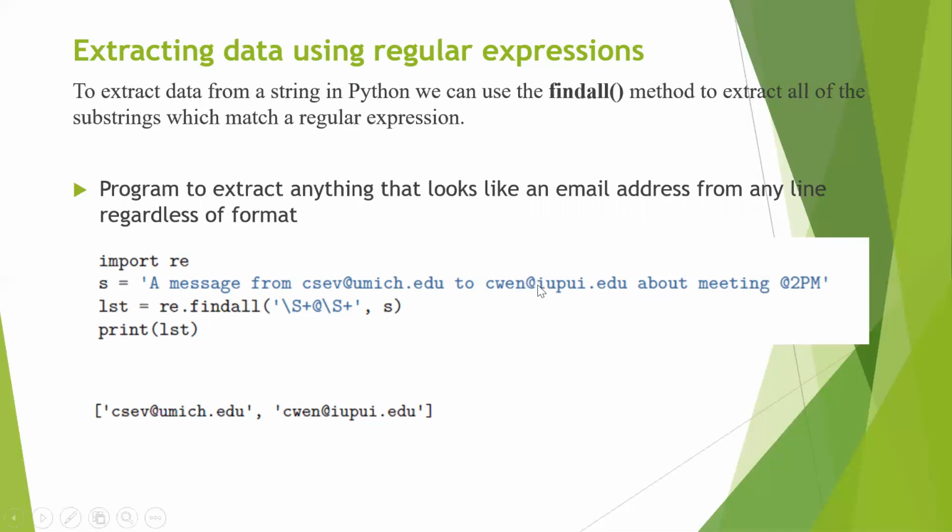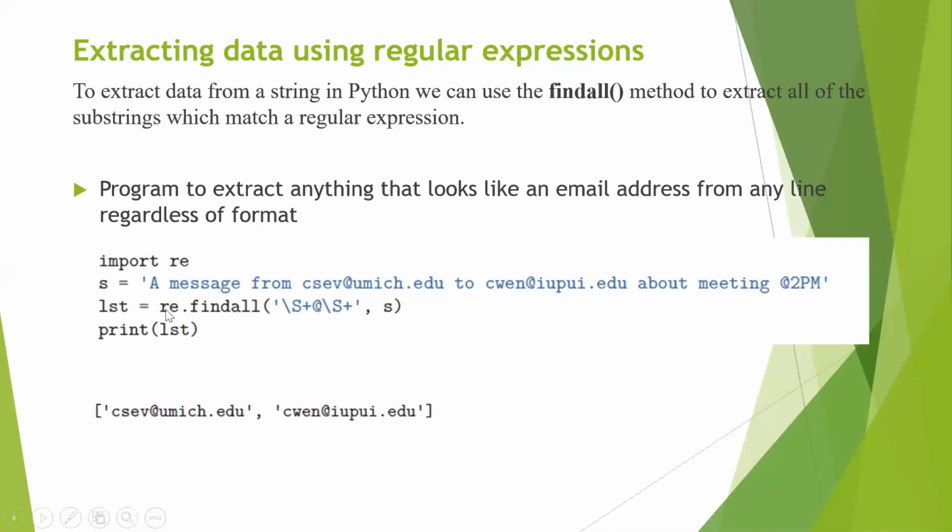Which has an @ symbol, which has some non-white space characters before the symbol and some non-white space characters after the symbol. That is a simple definition of an email address. You can be more specific as well. Now, how do I specify this in my regular expression? I want to extract something now. I just don't want to search it. I want to extract it. So, you are using the findall function.